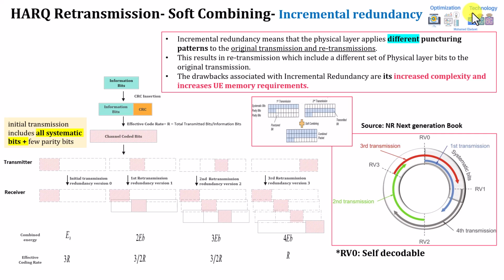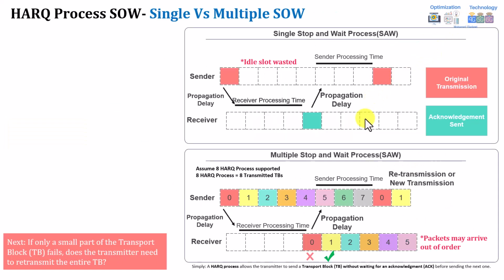Let's move forward and see what we have for more interesting information in the next slides. Before going to the next slides, I would like to clarify another important concept about something called the HARQ process, single versus multiple SAW. I made a correction here because it's SAW, not SOW, and this refers to stop and wait.